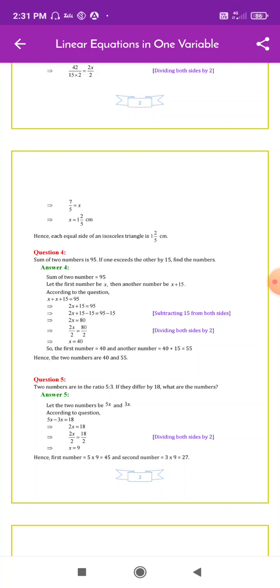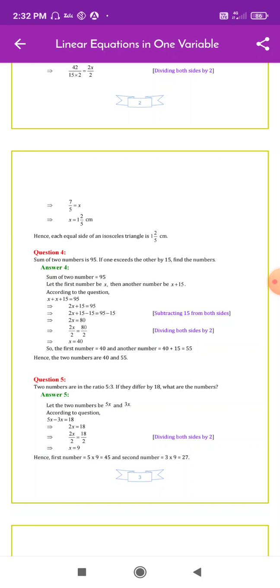Now what we have to do, here plus 15 is there, so we are just going to subtract 15 from both the sides. So what will remain, that is 2x equals 80. Now if we are shifting this, x equals 80 upon 2, it means that we are just dividing. So we divide both the sides by 2. By dividing, it will become 80 upon 2. So we'll get x equals 40.